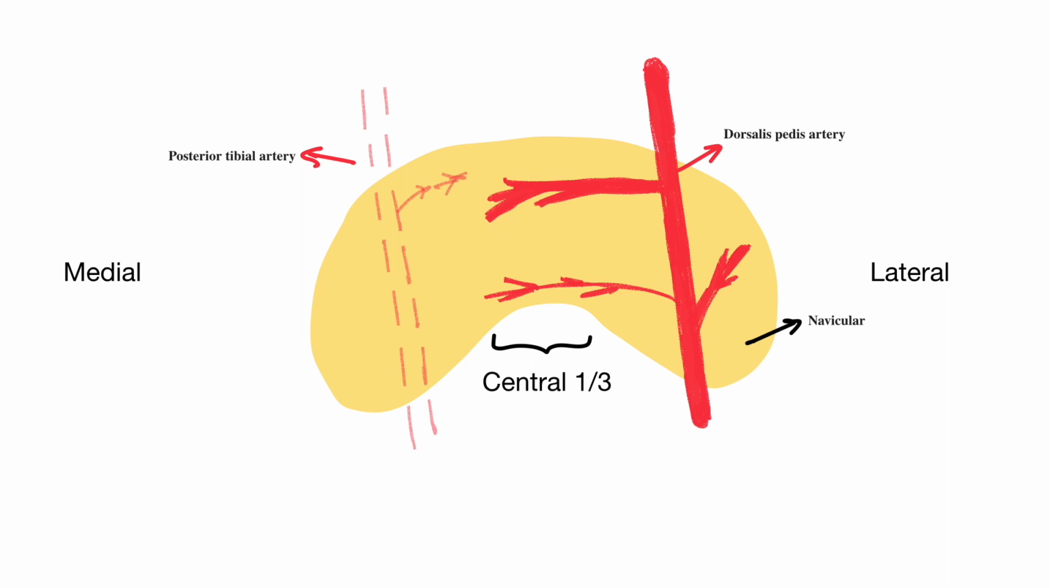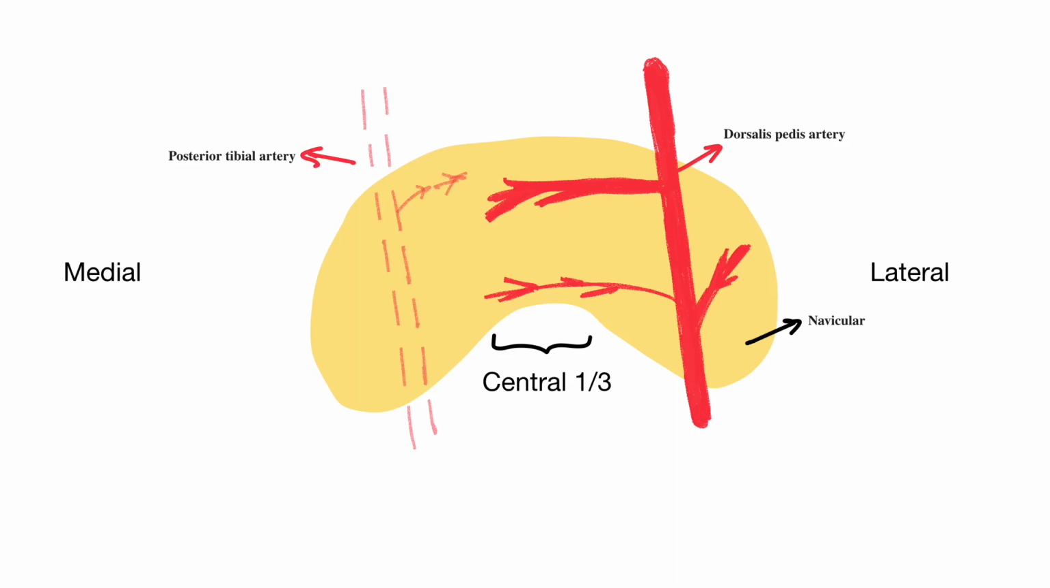The lateral aspect, as I told, receives blood supply from dorsalis pedis artery. Medial aspects receive supply from branch of posterior tibial artery, and the central zone. Remember, the central zone hence is the watershed zone, and hence it is a blood compromised zone or relatively avascular zone, hence more prone to avascular necrosis.